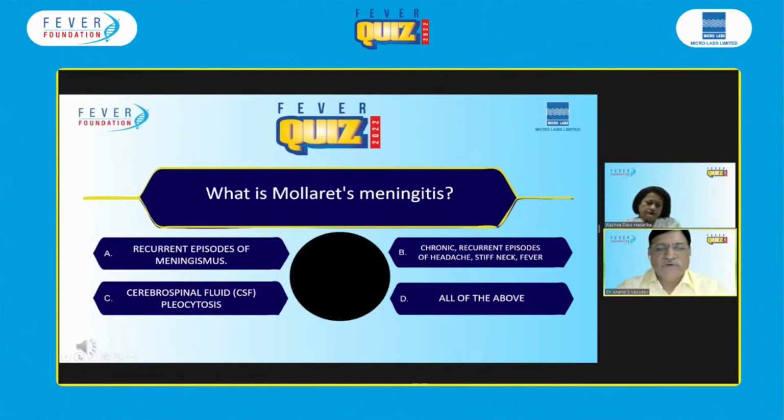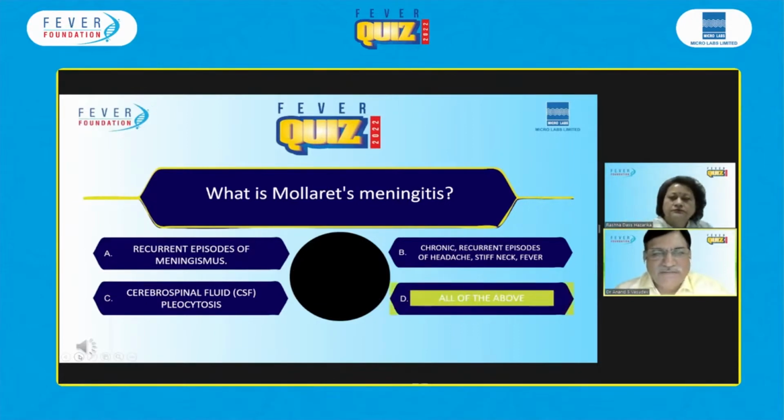Right. Thank you, Computer Ji. Let's look at the correct answer. All of the above. So all these signs of meningismus, CSF changes, recurrent episodes of headache, stiff neck, fever, all these are the symptoms and signs of Mollaret's meningitis. Dr. Rachna, would you like to tell something more about Mollaret's meningitis?